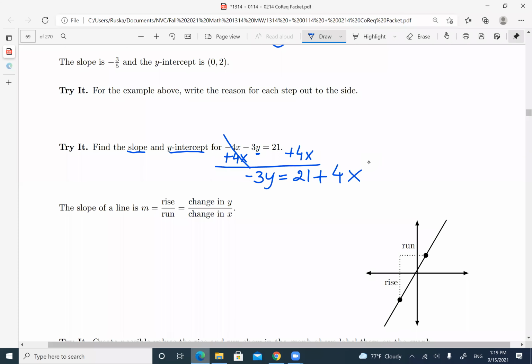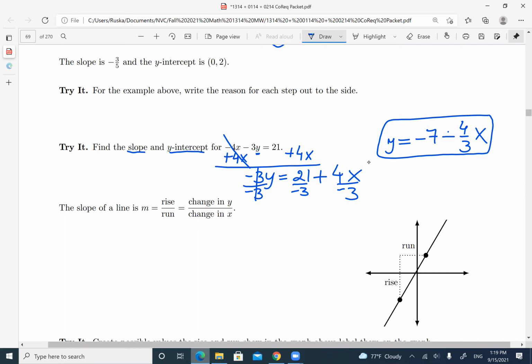Because 21 and 4x are not like terms, you can't combine them. And then after that, you're going to divide everything by negative 3. So negative 3 divided by negative 3 is 1. So we get y equals negative... 21 divided by negative 3 is negative 7. Plus and minus is minus 4 over 3 x. So now this is my equation in slope-intercept form.